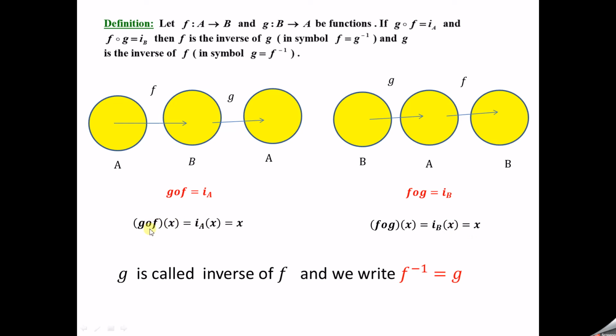So if g circle f is identity and f circle g is also the identity function, then we say g is called the inverse of f, and we write f inverse is equal to g, or f is called the inverse of g and we write g is equal to f inverse, f equal to g inverse. Both we can say: g is f inverse, f is g inverse.